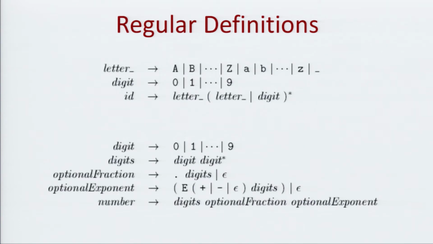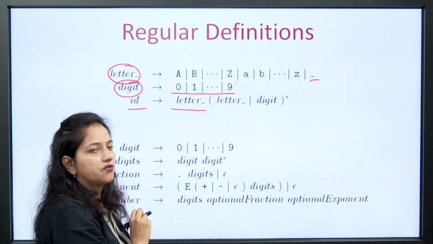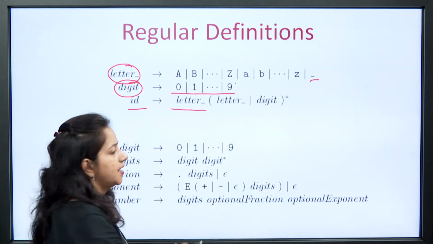Suppose here we have a letter regular expression like capital A to capital Z, small a to small z, and underscore, and to this whole we can assign a variable, suppose letter underscore. Next is 0 to 9, and the variable for it is digit. Here is the definition for identifier, and this is how we write the regular definition for it. Here we directly write the variable name letter underscore. What is letter underscore? This whole regular expression. Next is this one.